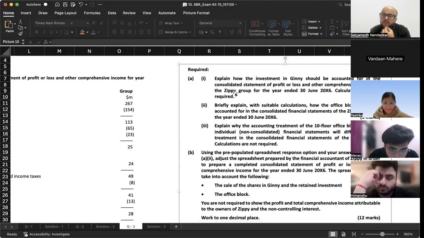They have asked to explain how the investment in Gini should be accounted for in consolidated financial statements, consolidated P&L for the year ended 30th June 2006, and calculations are not required. You just have to explain. So if you calculate, then you are wasting time because they have not asked you. तो कैसे करेंगे इसको बताइए?